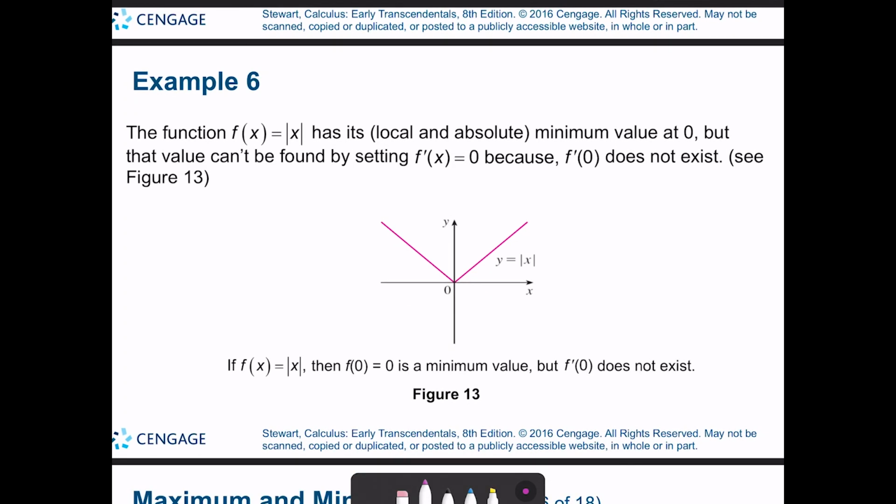On this slide, we're seeing example 6 with the absolute value function. While the absolute value function does have a relative minimum, a local minimum, and an absolute minimum, you can't find it by taking the first derivative and setting it equal to 0, because the absolute value function is not differentiable at x equals 0. To be differentiable there, it would have to be smooth and continuous. It is continuous, but it's not smooth. It has that sharp corner on it.